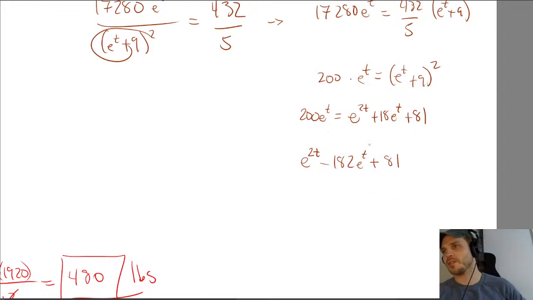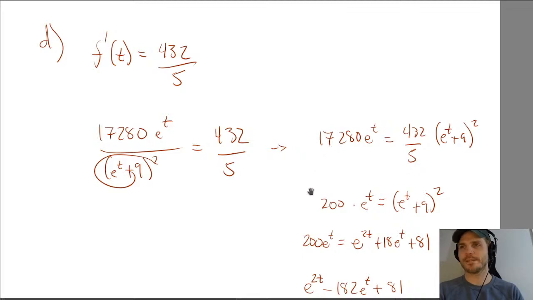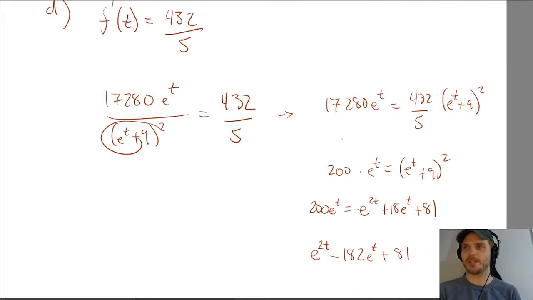Can this be factored? Let me make sure that worked out. 18 minus 200, 182. Yup. So there's no way I can think of anything that will factor this. Anyway, this is equal to 0.